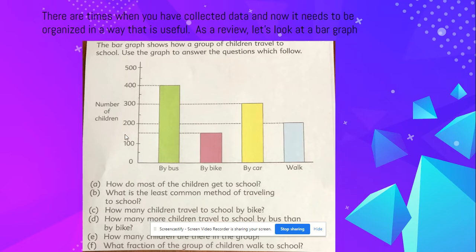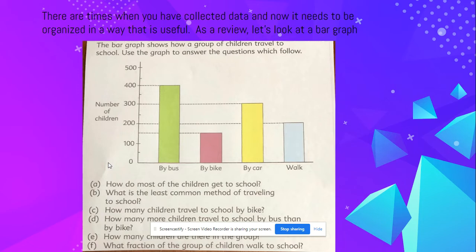Along the y-axis is your number of children. So your y-axis is your numbers that are vertically going up and down your bar graph on the left-hand side. It works a little bit like a number line. You're starting off with 0, and then you have numbers that increase by 100 as you go up the number line. In between, you see these little tick marks, and that's your midway point. So this would be 0, 50, 100, 150, 200, 250, 300, and so on.